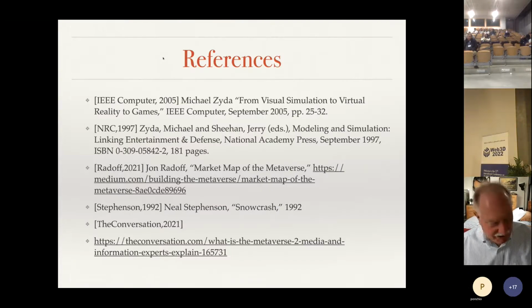Okay, here are some references, things you should look at for additional information. There is a 2005 paper that I put into IEEE Computer called From Visual Simulation of Virtual Reality to Games. And if I could just reach out and grab the paper, I would add it to the metaverse. But this is sort of that talk. There are some other things to read. And if you haven't read Neal Stephenson's 1992 book, Snow Crash, you should. It's great. I like his book, Diamond Age, a whole lot better, though.